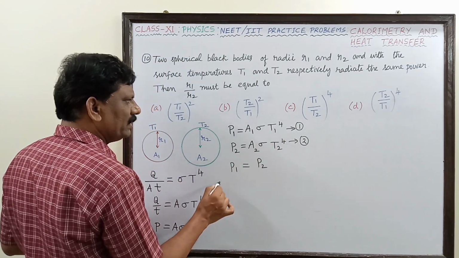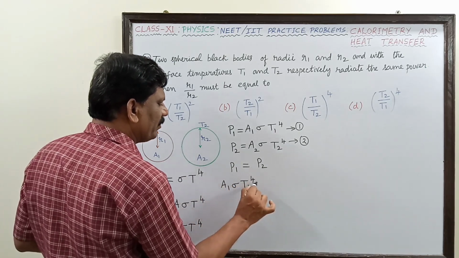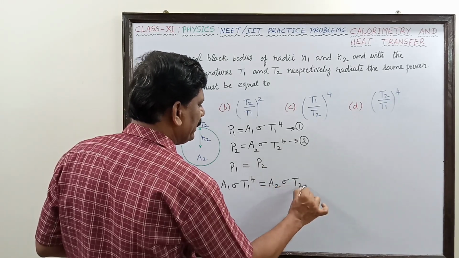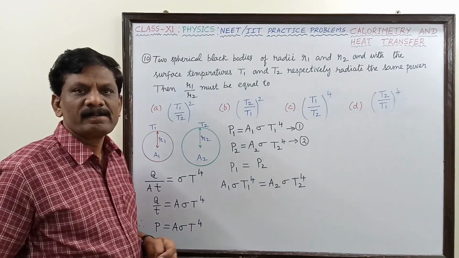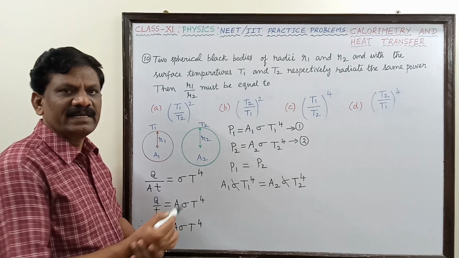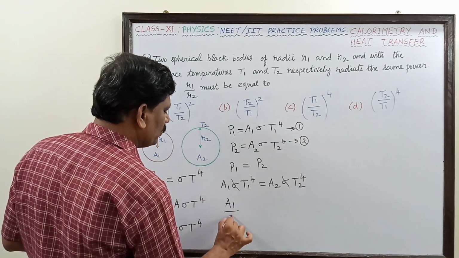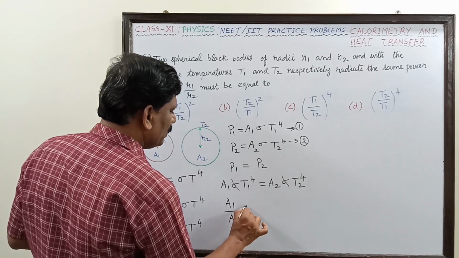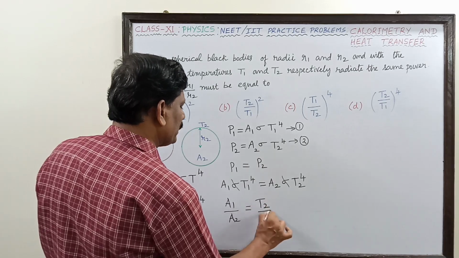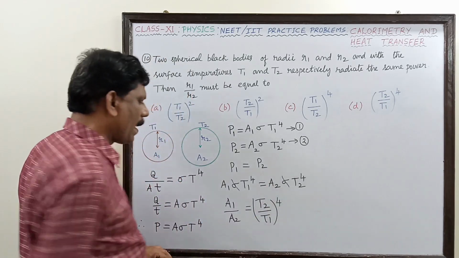I will substitute on the left hand side A1 into sigma into T1 power 4 is equal to A2 into sigma into T2 to the power of 4. So sigma, Stefan's constant, gets cancelled. So I take the ratio A1 by A2, which must be equal to T2 divided by T1 whole power 4.